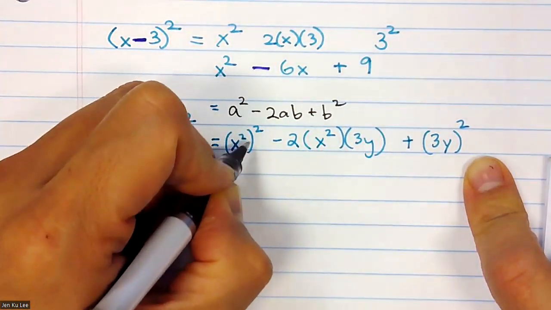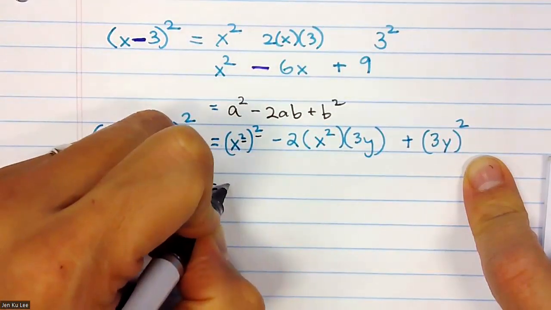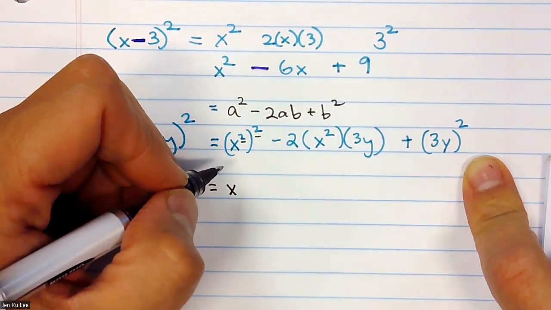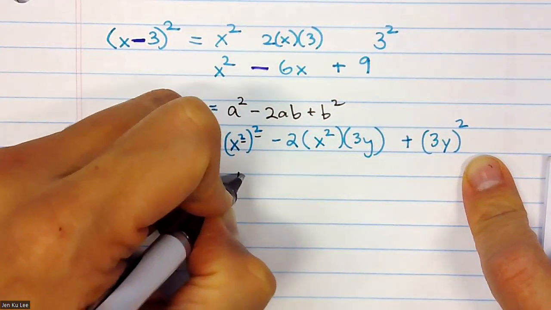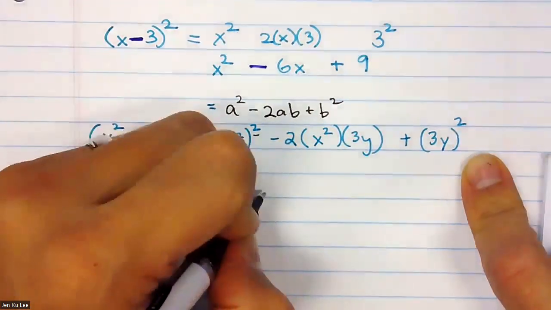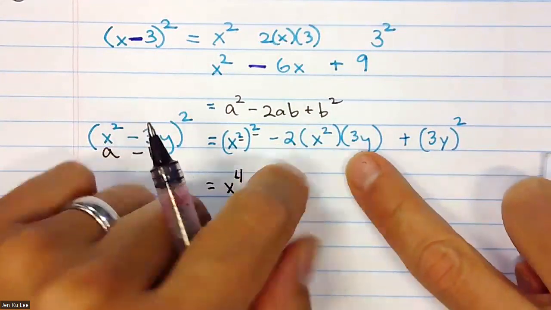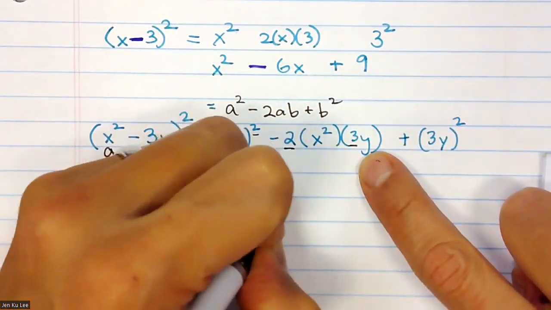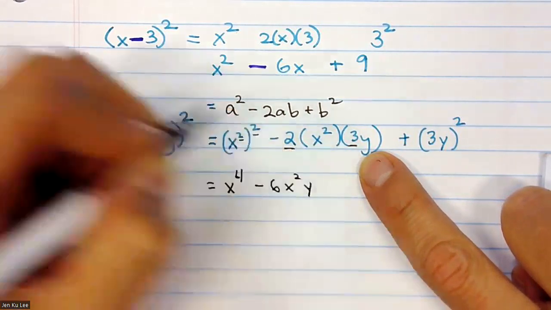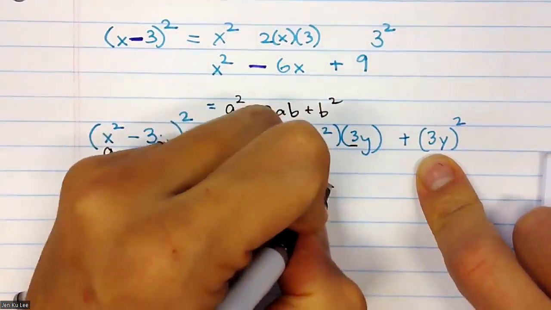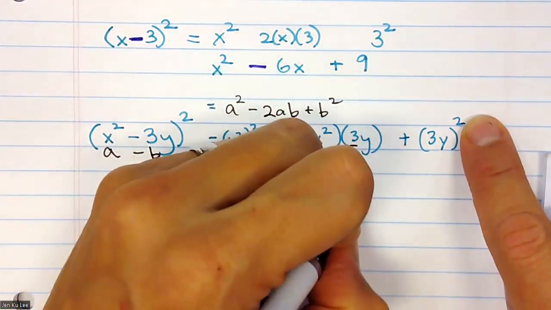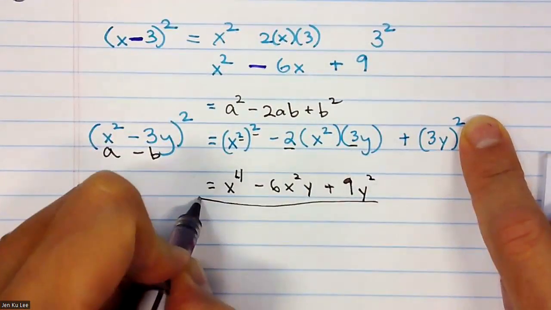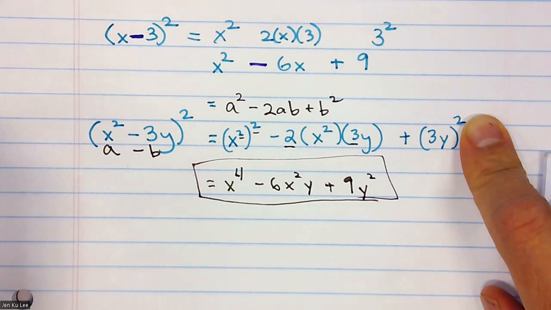X squared squared. What do you do when there's two powers like this? Multiply. So x squared squared is x to the 2 times 2, which is 4, minus 2 times 3, which is 6. And then this will be x squared y. And then plus 9, because the 3 squared is 9. Y squared is y squared. That would be my answer. Make sense? Yeah?